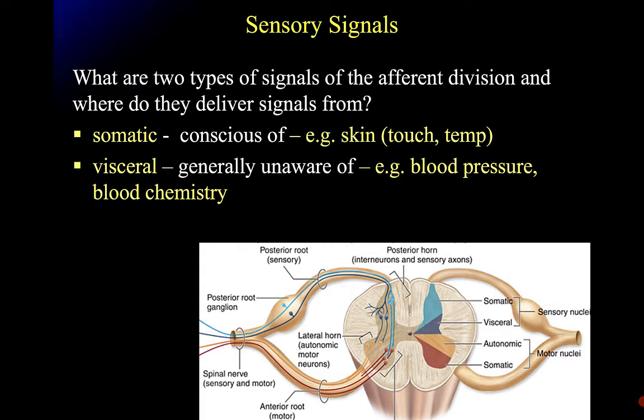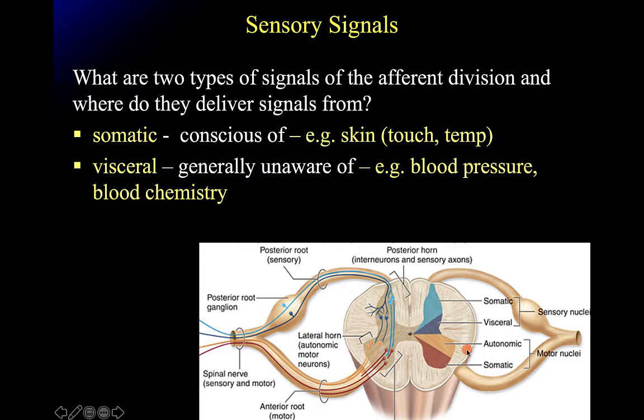So when we have receptors that are getting information regarding our blood pressure or our blood chemistry, such as the concentration of oxygen or carbon dioxide, that information isn't something we are aware of in a conscious state. But we do have, of course, a portion of our nervous system which can respond to any imbalances we detect and fix those. So we still do have some very important information here.